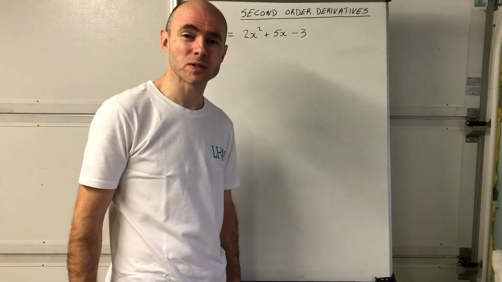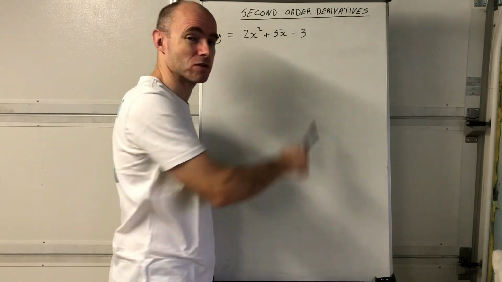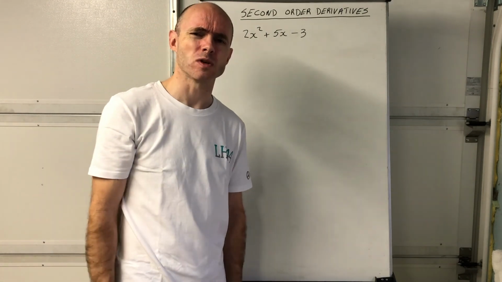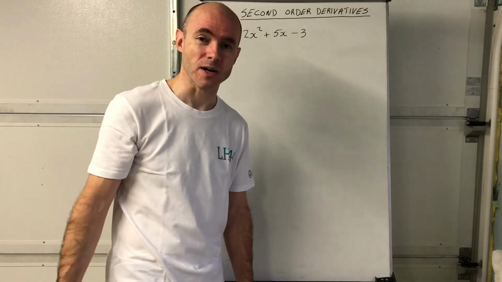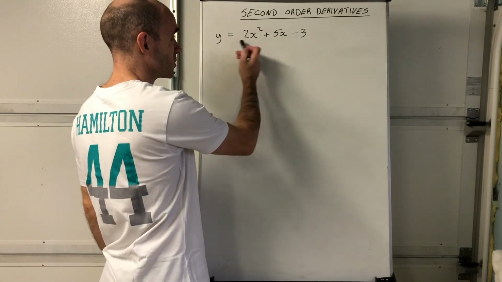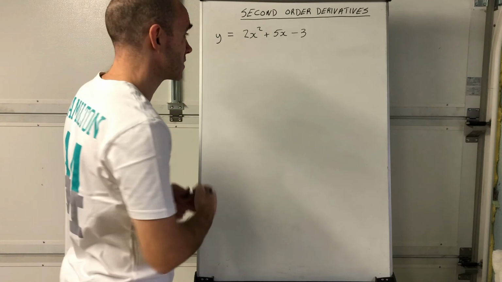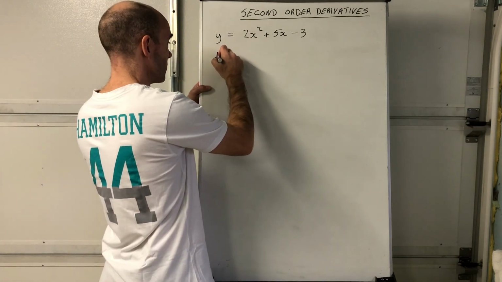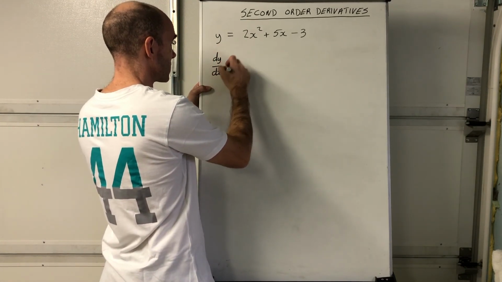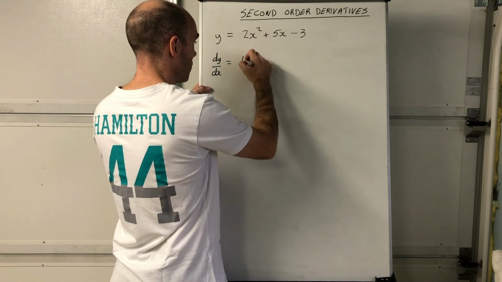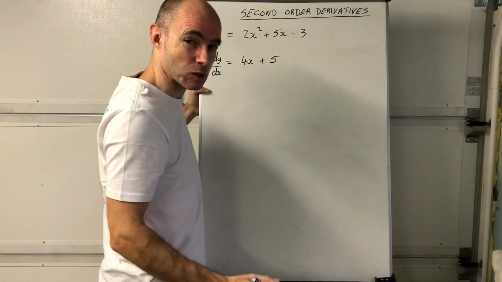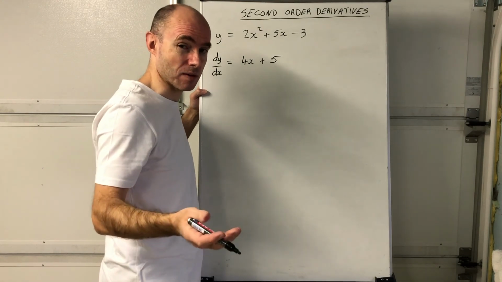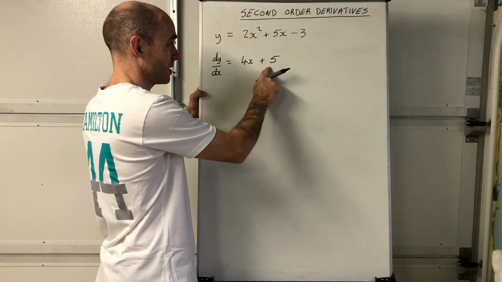So I'm going to talk to you today in this video about second order derivatives. So what are second order derivatives? Well, a first order derivative is when you differentiate for the first time. So example, if y equals 2x squared plus 5x minus 3, then a first order derivative would be this. dy/dx is equal to 4x plus 5. Well, a second order derivative is when you differentiate for the second time. So you differentiate this, okay?